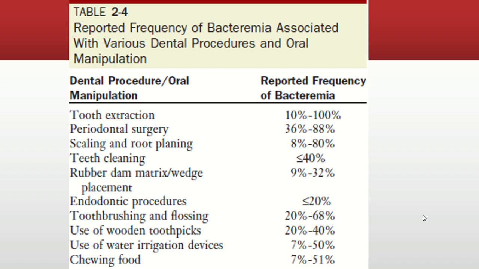Periodontal surgery, 36 to 88%. Scaling and root planing, 8 to 80%. Teeth cleaning, less than 40%. Endodontic procedures, less than or equal to 20%. Wooden toothpicks, 20 to 40%. Water irrigation devices, 7 to 50%.